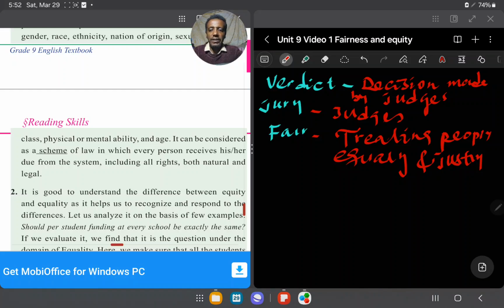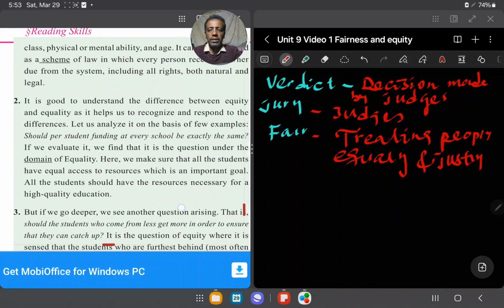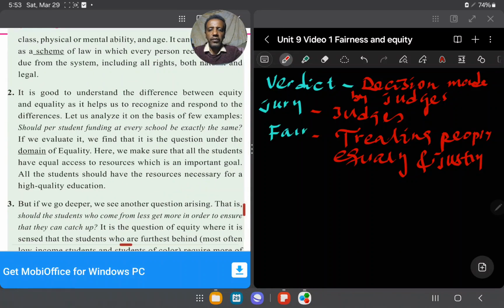Justice can be considered a scheme of law in which every person receives his or her due from the system, including all rights, both natural and legal. Well, then, students, it is good to understand that the difference between equality and equity helps to recognize and respond to the differences.